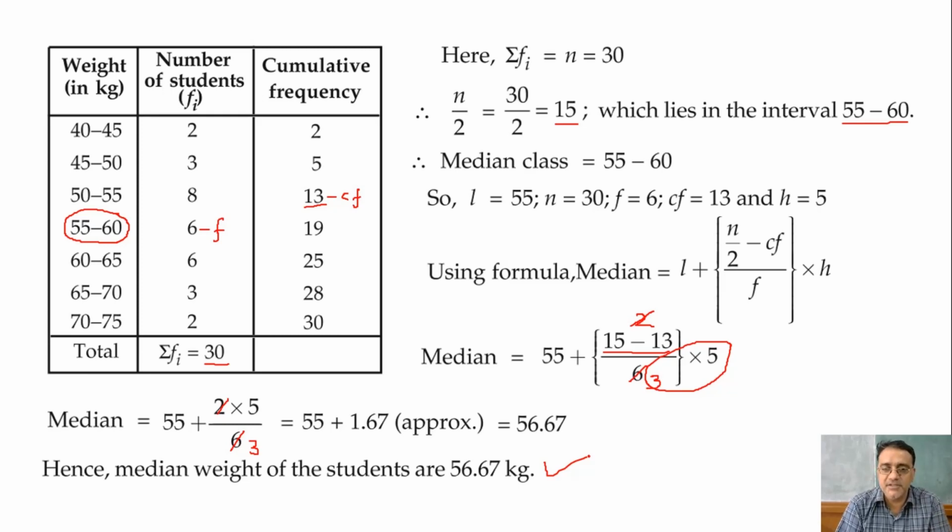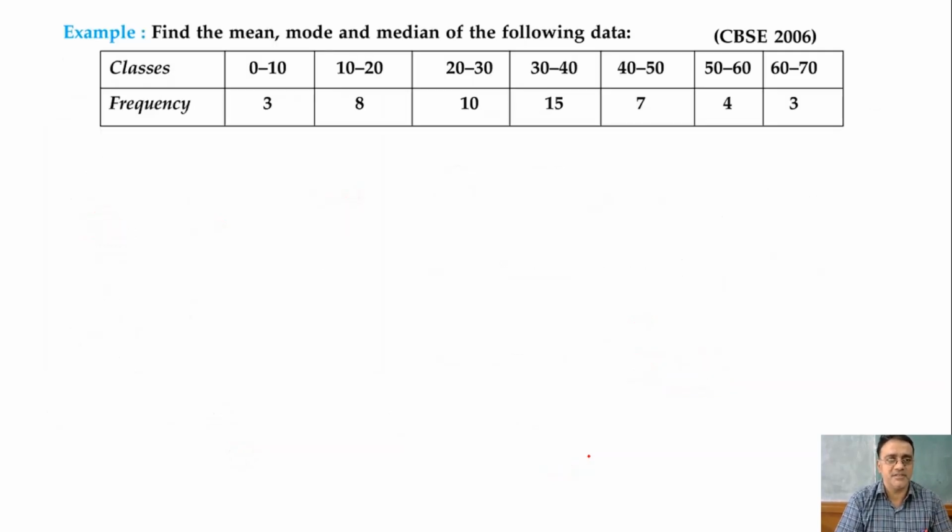Any doubt in this question? No sir. Okay. So ये last question था exercise का. अभी एक हम लोग और example मैं बता रहा हूँ, जिसमें तीनों फाइंड करना है और ये बोर्ड क्वेश्चन है, 2006 में आया था, बहुत साल पहले. Find mean, mode and median of the following data.